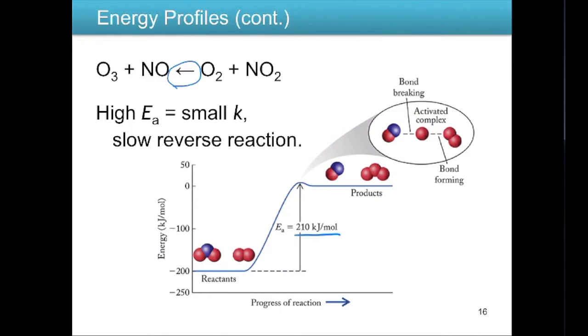So the reverse reaction, going from O2 and NO2 to NO and ozone, is going to be a slower reaction because fewer molecules have enough energy to overcome that energy barrier. So in the next chapter, chapter 14, we'll talk more about forward and reverse reactions, and it will become more common because most reactions actually are reversible, meaning they can go forward and they can also go backwards.